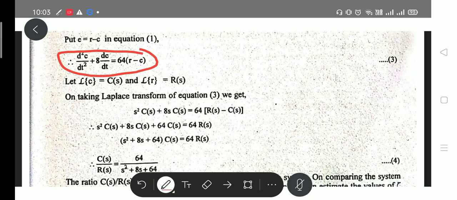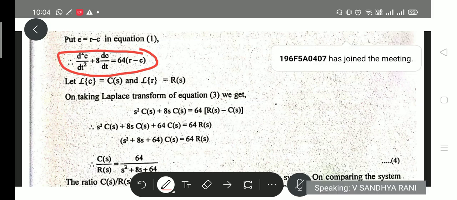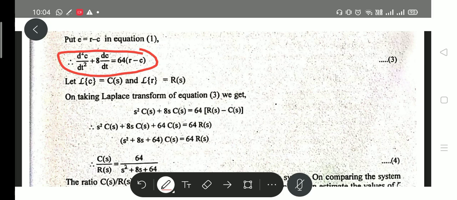Laplace transform of c is c of s. D by dt in the Laplace transform is s. So 8s c of s is equal to 64 into, in place of r of s, in place of c of s, after applying the Laplace transform. So s square c of s plus 8s into c of s is equal to 64 into r of s minus c of s. This is after applying the Laplace transform.